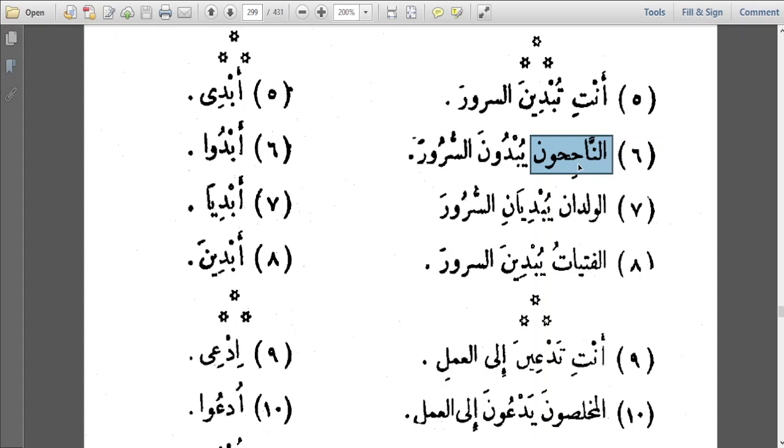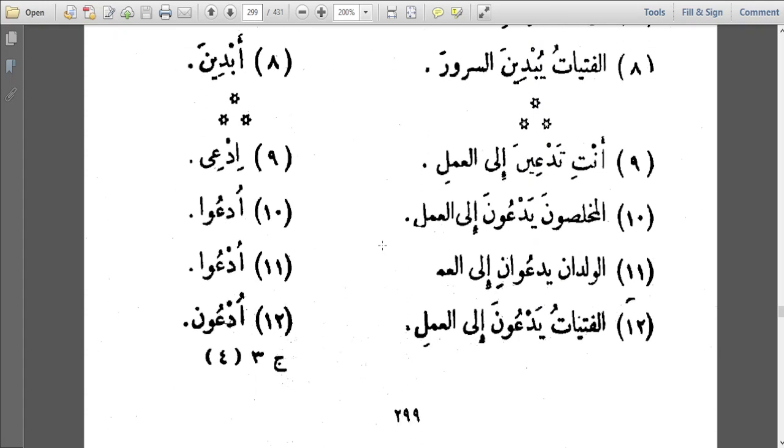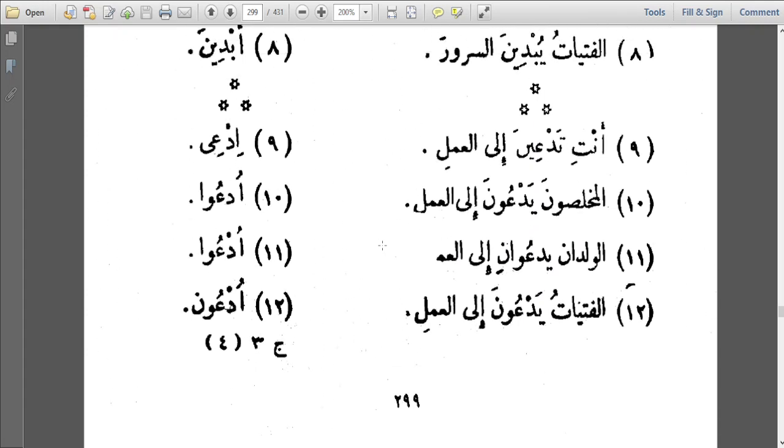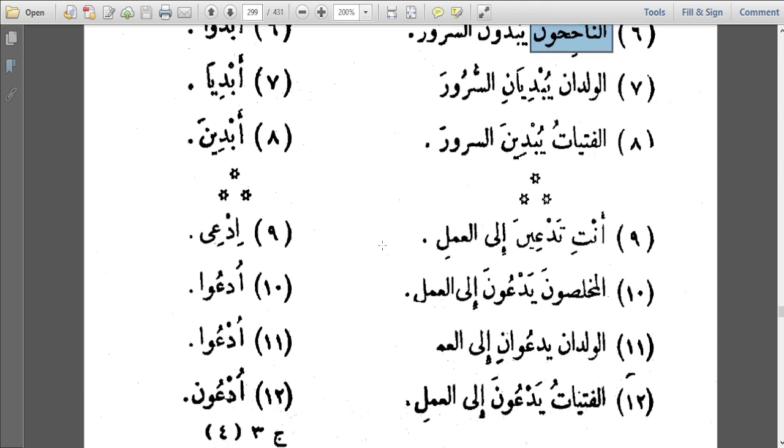It's not really done well. I'm sure you have the hard copies. That is why I always advise you to have the hard copies. So الناجحون يبدون السرور. The successful ones are expressing happiness. Al-waladani yubdiyani surura. The two boys are expressing happiness. Al-fatayatu yubdina as-surura. The girls are expressing happiness. And then the command form, of course, is on the side.